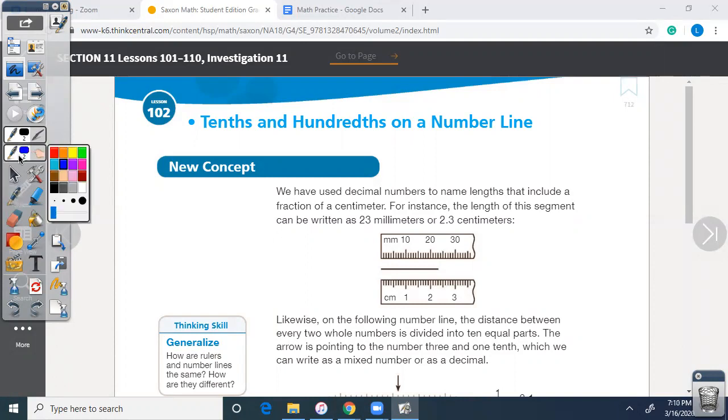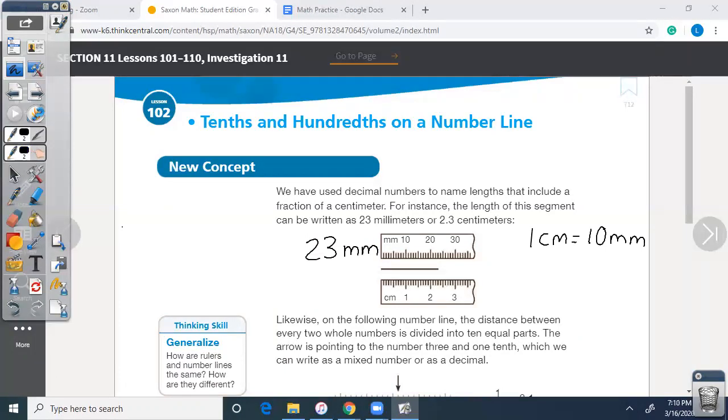There are how many millimeters in a centimeter? 1 centimeter equals 10 millimeters, right? So if we look at this little line that they've got for us right here, we could say that that is how many millimeters? Well, it's 20, 21, 22, 23, so probably 23 millimeters. Okay, if we had a centimeter ruler right under us, we could also see that it is 2.3 is what we say, but really that means 2 3/10, right?